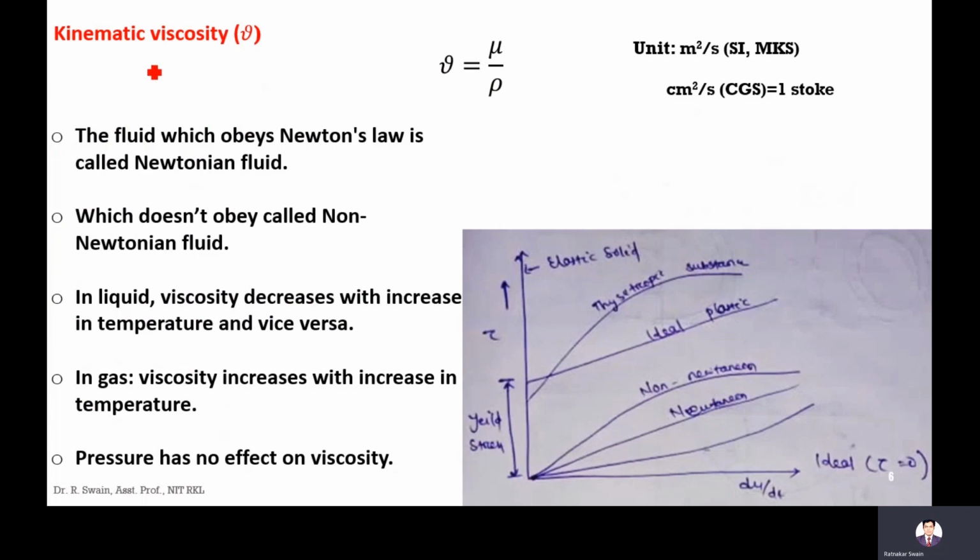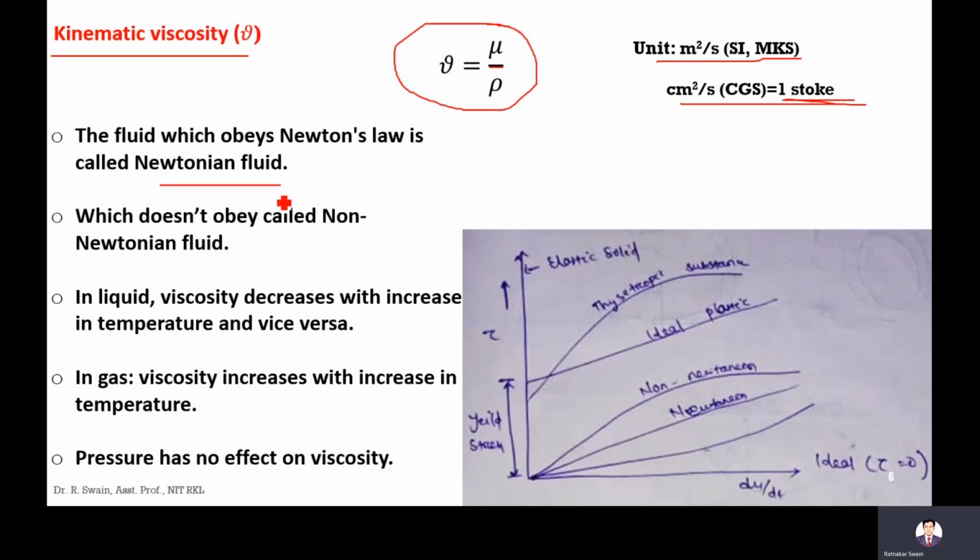Next is kinematic viscosity. Kinematic viscosity is the ratio of the coefficient of dynamic viscosity to the density. The unit is meter square per second in SI or MKS. In CGS it is 1 centimeter square per second, or 1 stokes. The fluid which obeys Newton's law is called Newtonian fluid, meaning the fluid in which the shear stress is directly proportional to velocity gradient. The fluid which does not obey it is called non-Newtonian fluid.